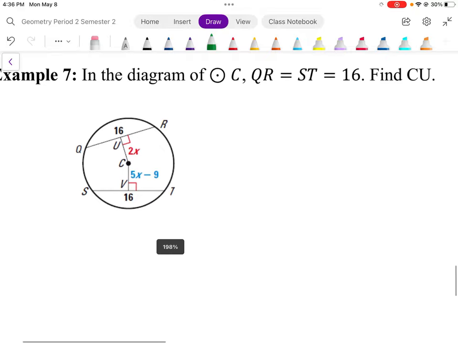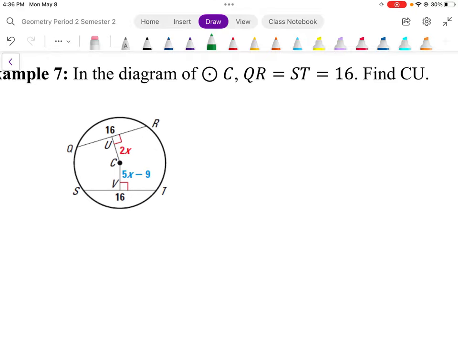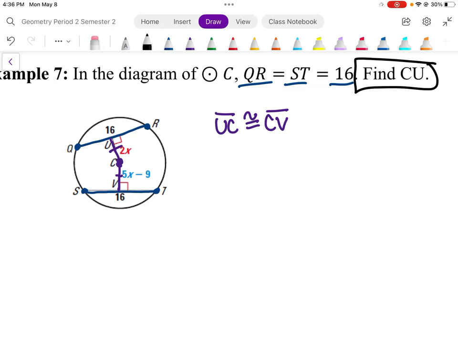So looking at our last example, in circle C, they said that QR is equal to ST, which is equal to 16. So since we know that these two chords are congruent to each other and they're in the same circle, that means they have to be the same distance from the center. So in this one, UC is going to be congruent to CV. That gives us enough information to solve for x and then to answer our question.